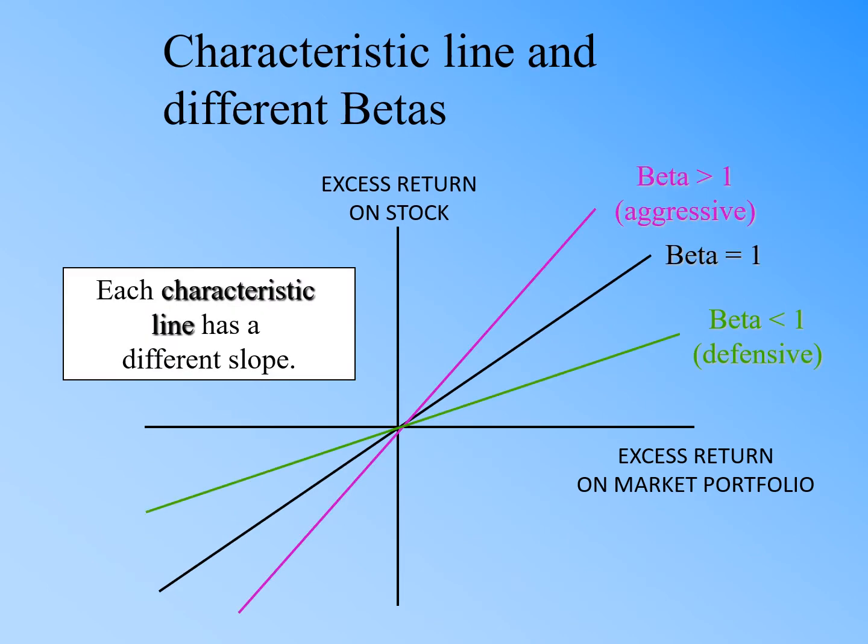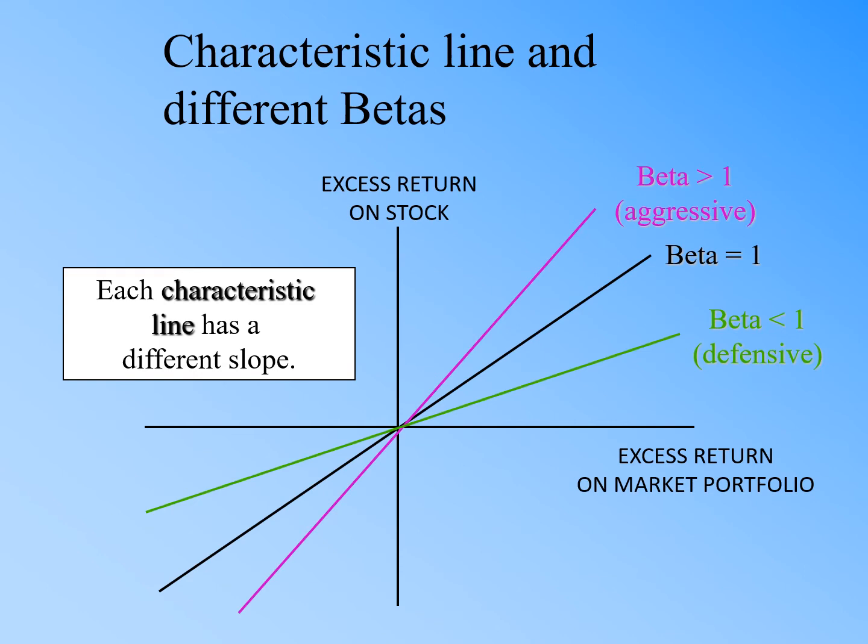Characteristic line and different betas. Here you can see different characteristic lines, and each characteristic line has a different slope, or beta. If beta is equal to 1, or slope is equal to 1, it means that excess returns for the stock vary proportionally with excess returns for the market portfolio. In other words, the stock has the same systematic risk as the market as a whole.